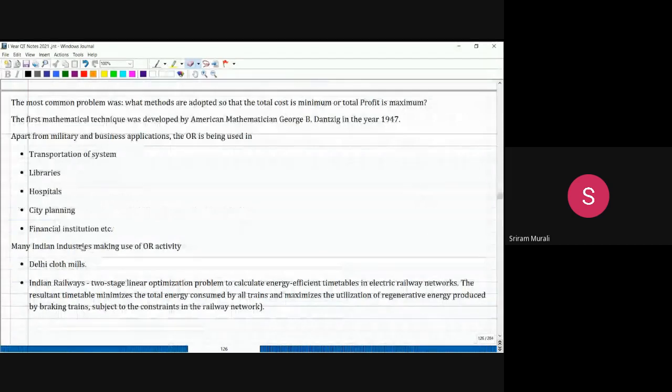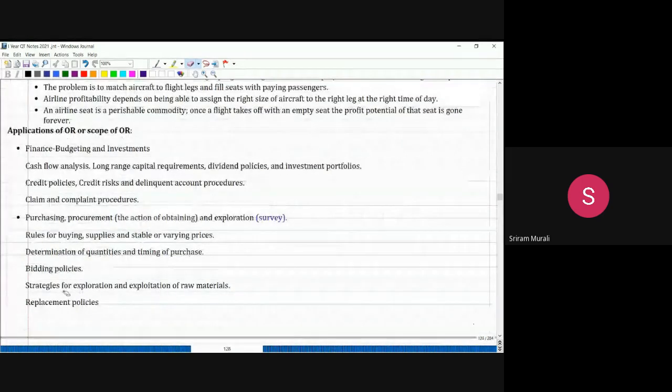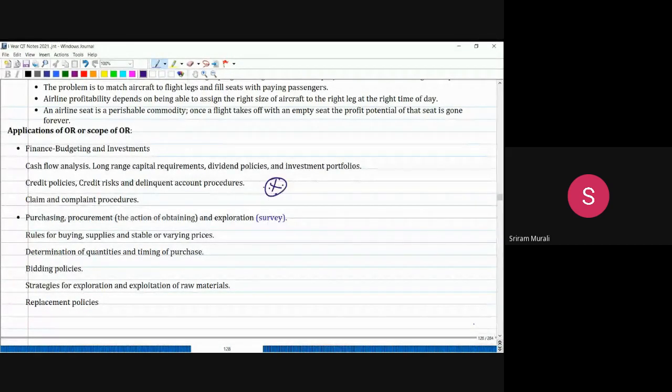In many cases, they have been using this. I don't like to put my energy on describing this theory. You just go through this. How are they using it in Indian Railways, Indian Airlines, textile industry, applications of OR or scope of OR? This is a very important 5-mark question. It's an important 5-mark. The scope of OR will come as 5 marks on the theoretical side. So just go through it.